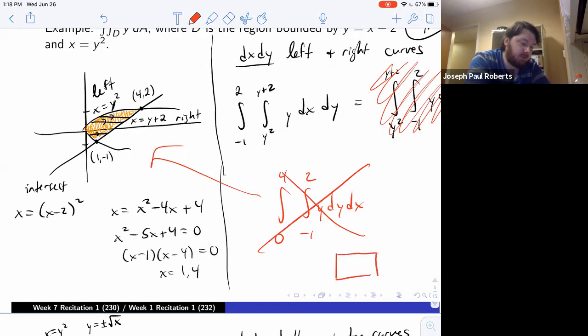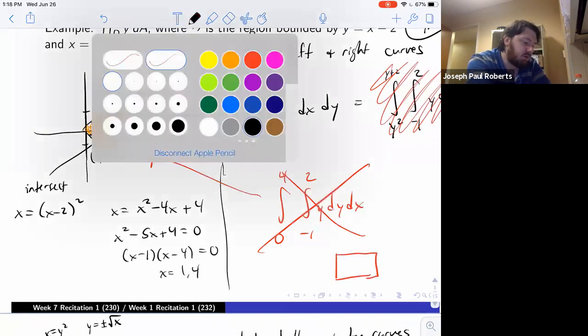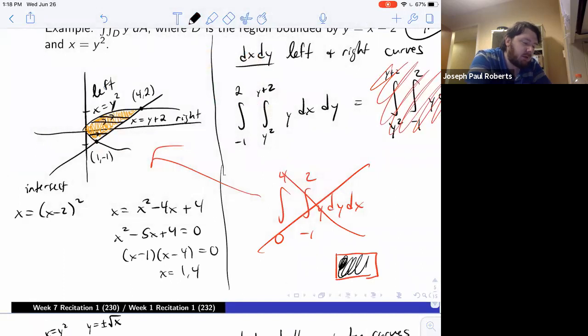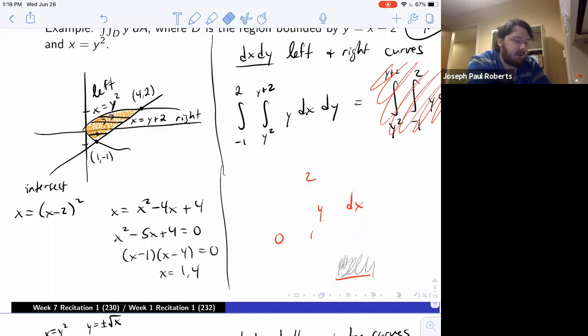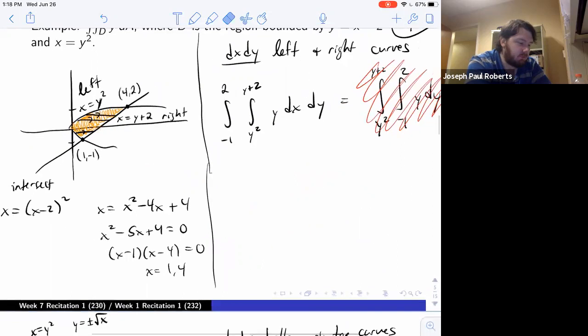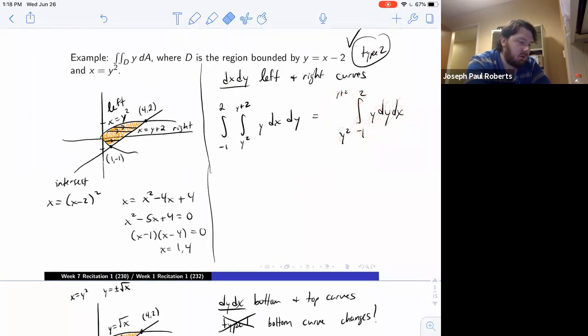That's what I was saying a few minutes ago, that the only time your bounds are all numbers is if you have a rectangle. And so if not, you have to have variables in your bounds. It's trickier, and this is the type of thing you have to think through. So that's the setup.